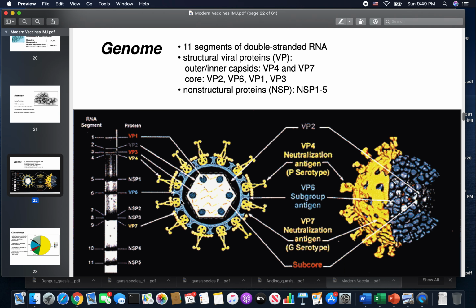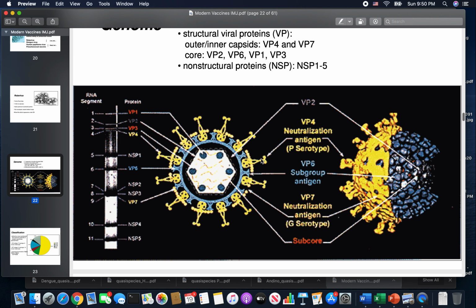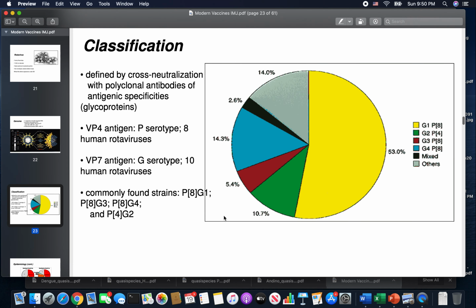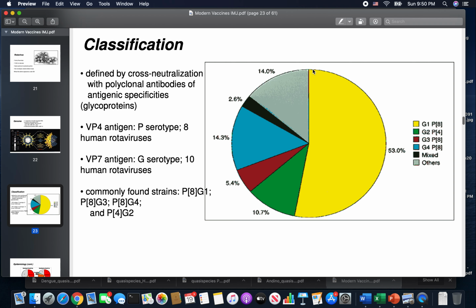Let's just go back here. And so the VP4 is the bit that sticks out on the top, and the VP7 is the little bit that's underneath that, and they're going to act together, 4 and 7. And that's what your immune system is going to see for the most part. So in most of the world, most of these cases of rotavirus are going to be type 1 strain, so the G1 strain, genotype 1. And there'll be smaller amounts of some of the others.